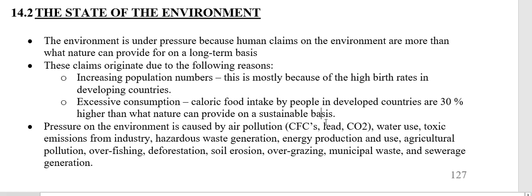The second problem is overconsumption, excessive consumption. In terms of caloric food intake, people in developed countries are basically eating 30% more than what nature can provide for on a sustainable basis. We are no longer just eating to stay alive. We are eating for pleasure. Now we are eating more than what we should be eating to be healthy. That's why there's internationally a very big obesity problem. People are overweight because of excessive consumption. We are eating resources faster than what nature can provide them.